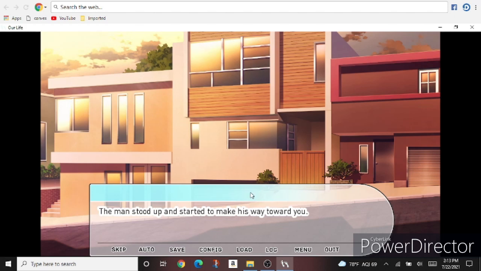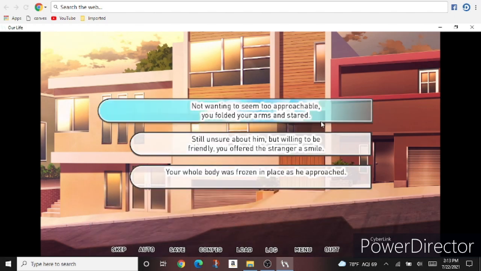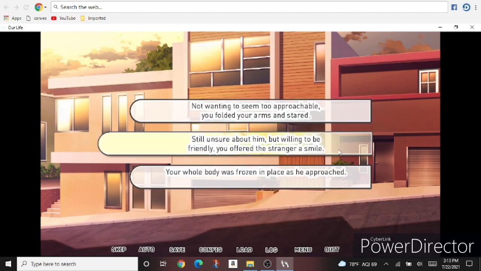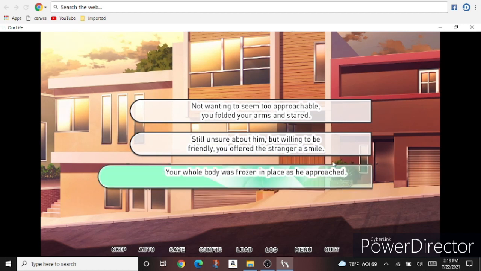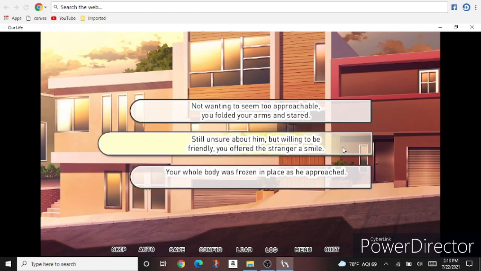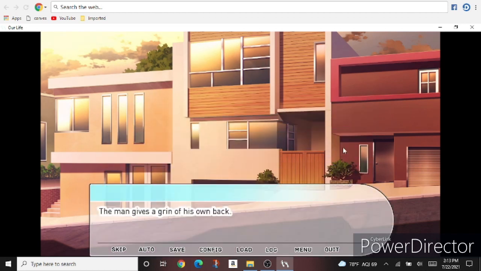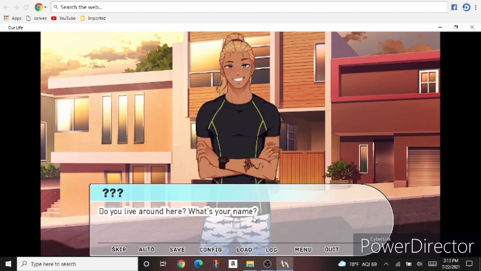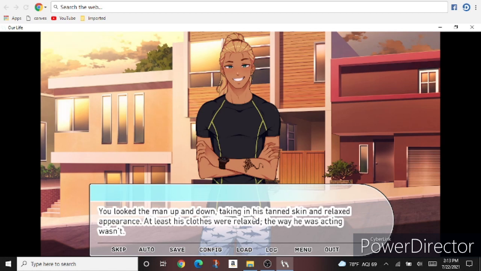The man stood up and started to make his way towards you. Not wanting to seem approachable, you folded your arms, stared. Still unsure about him, but willing to be friendly, you offered the stranger a smile. Your whole body was frozen in place as he approached. "Smile!" The man gives a grin of his own back. "You live around here? What's your name?"